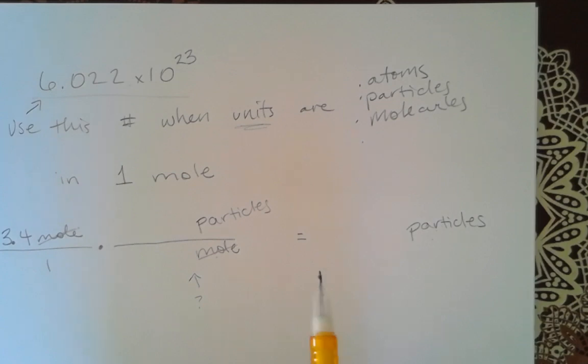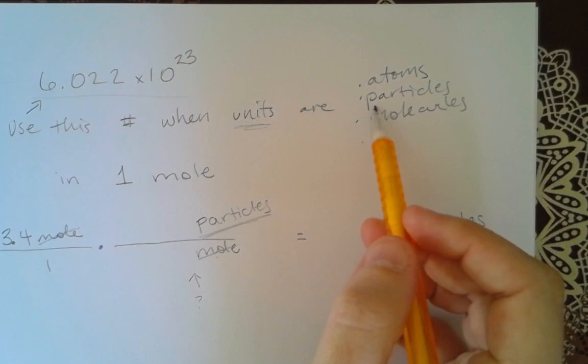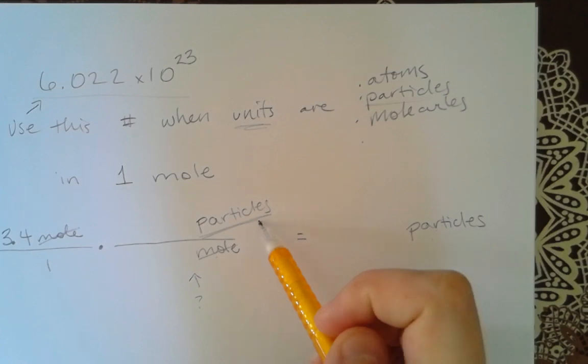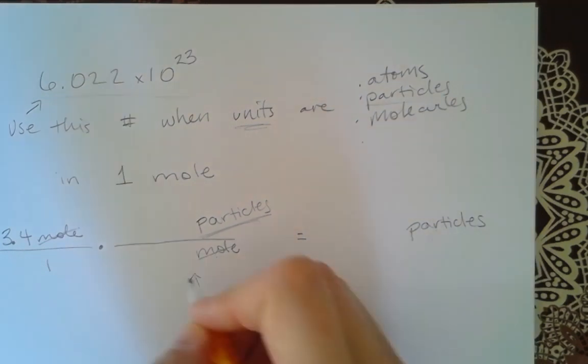And then here is where we use the really big number. If we're solving for particles, particles are super tiny. And solving for particles, 1 mole is always that many particles.